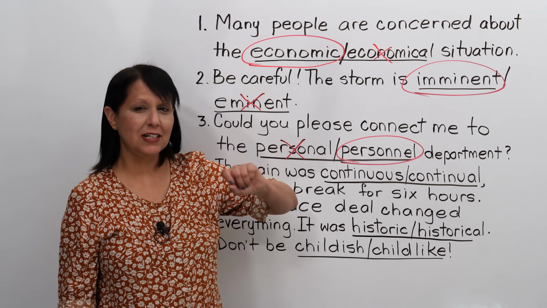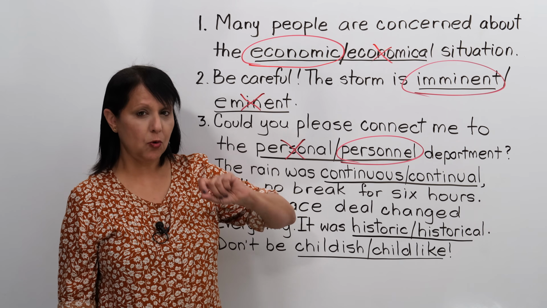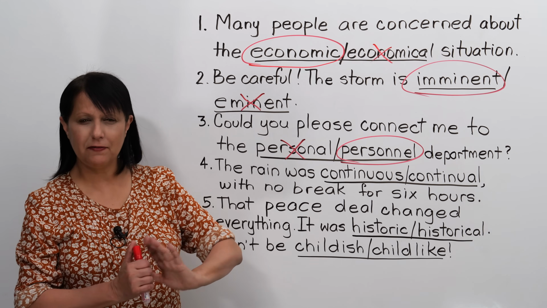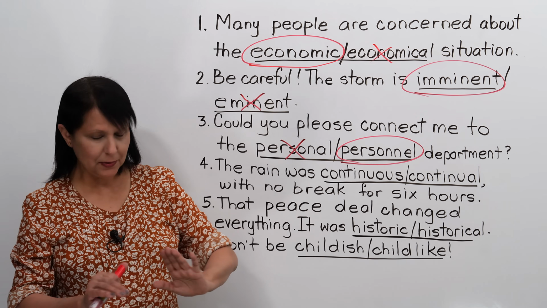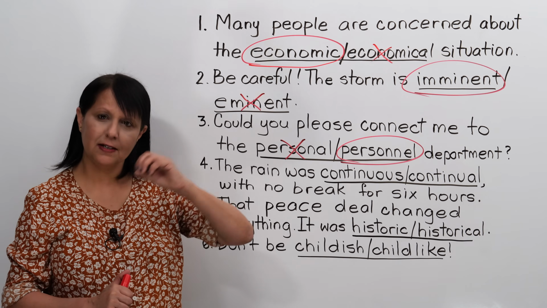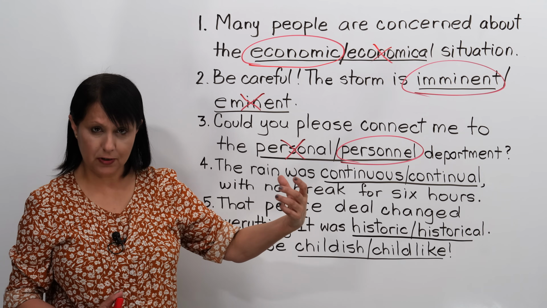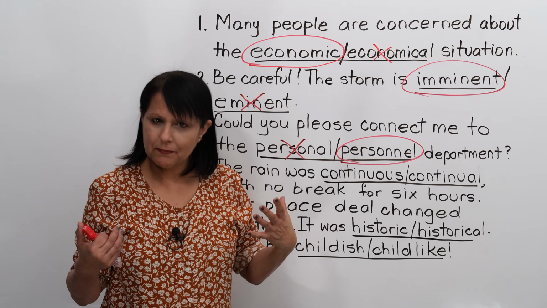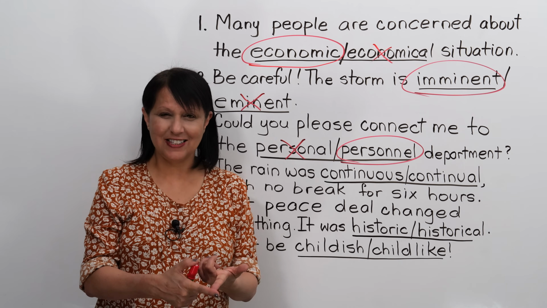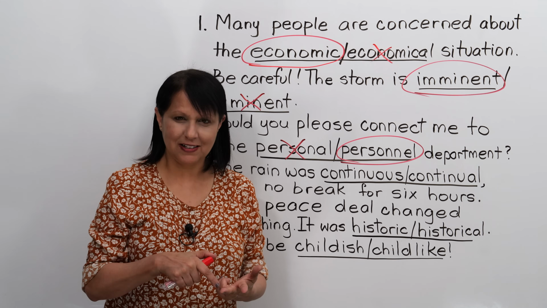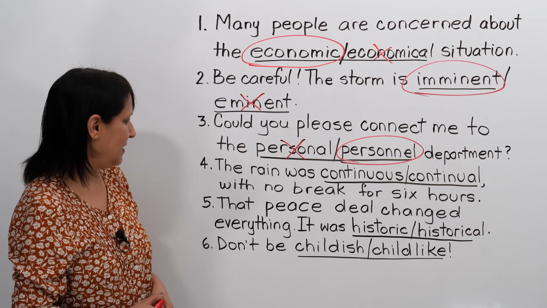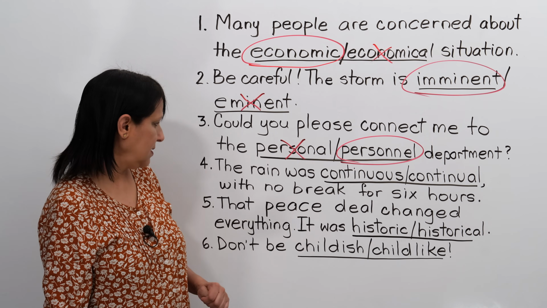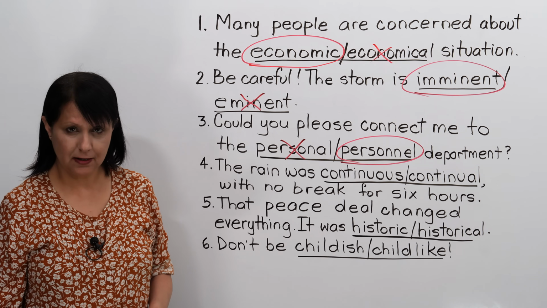And see the pronunciation? Personnel. All right, we'll go over the pronunciation as well later. This personal means something private, something individual. Has a completely different meaning, okay? And again, when we see the expressions with which we can use each of these words, you'll understand exactly how to use each one, and you'll be able to use them. First of all, use them in case you're not using them already. And second, use them correctly in the right context. Okay? Number 4. Are you ready? The rain was continuous with no break for 6 hours.